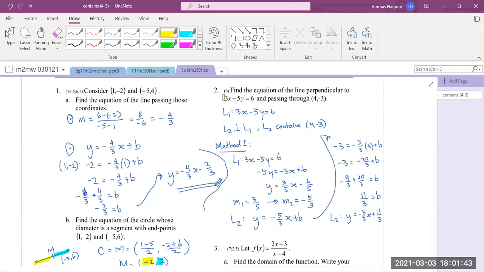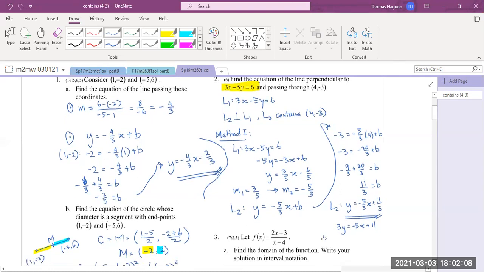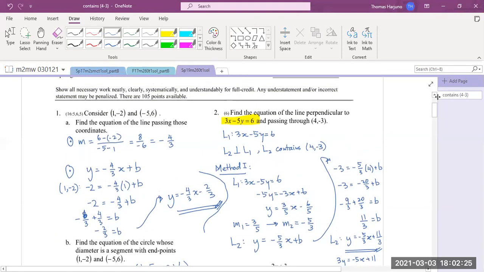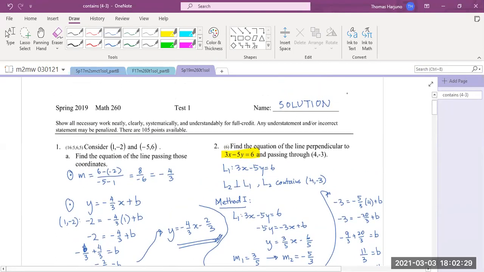Now, the original equation is given to us in general form. I don't mind you answering me here, but usually your answer should also be in general form. So let's multiply that by 3 to get rid of the fraction, and then I will move the 5x to the other side. So our final answer in standard form is this. That's our equation of line 2. Now that's for method 1. Let me do method 2. I squeeze it somewhere here. Okay, method 2.